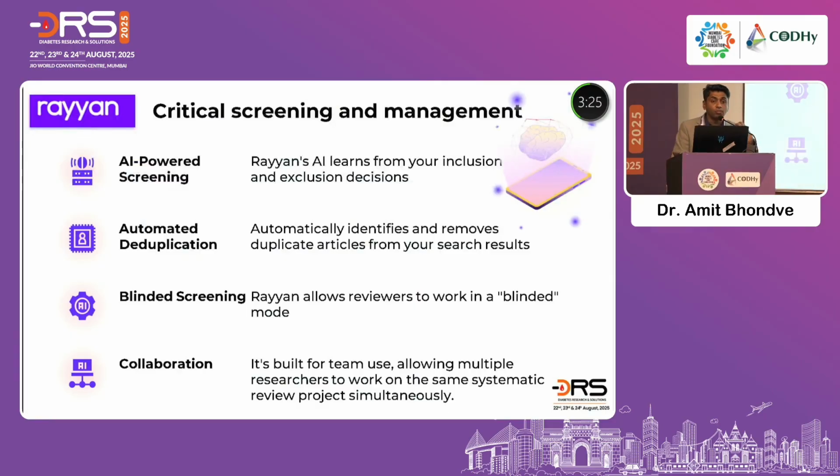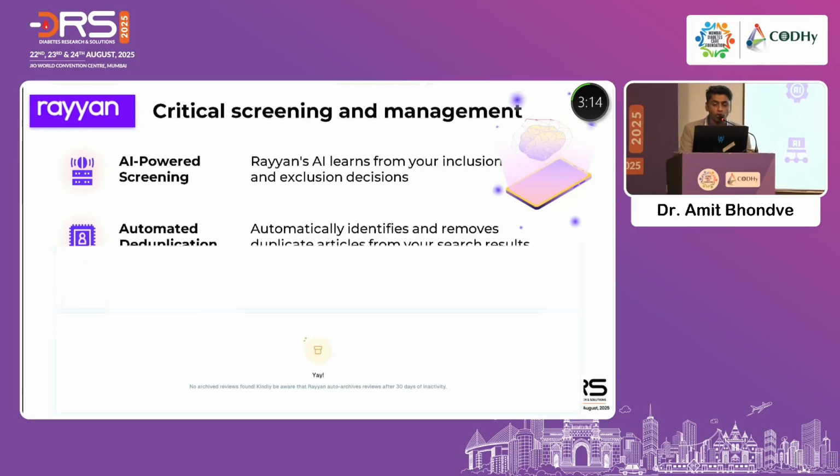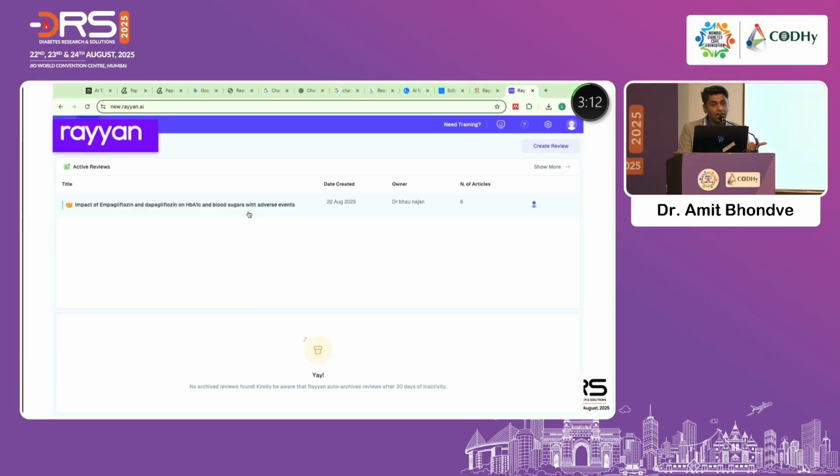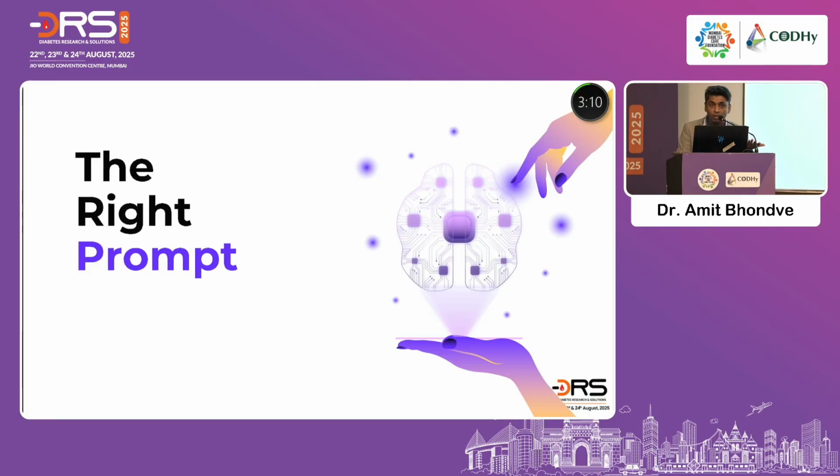And then Ryan is more for the people who want to do systematic reviews and meta-analysis using ChatGPT, using the Ryan model. Again, these are the paid versions. You just have to upload all the studies, and Ryan might be helpful for you all for screening, full-text screening and data extraction.